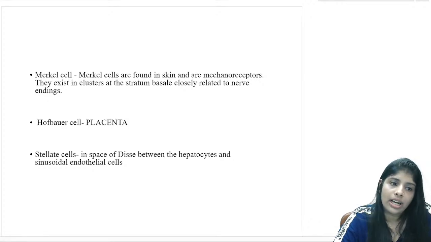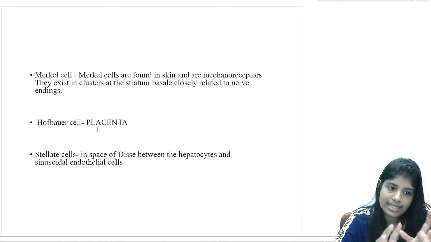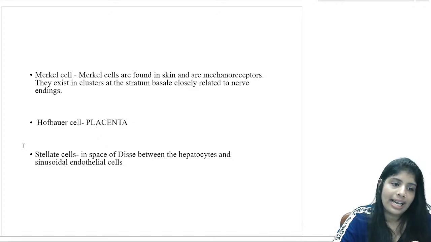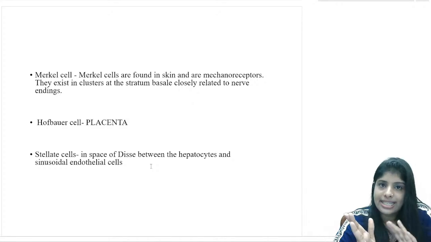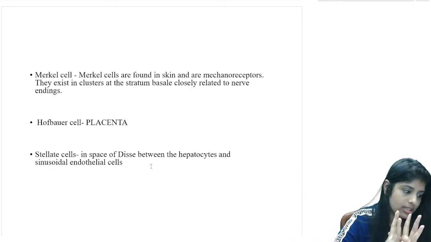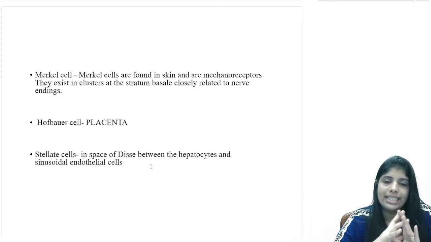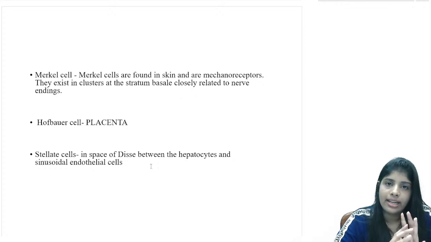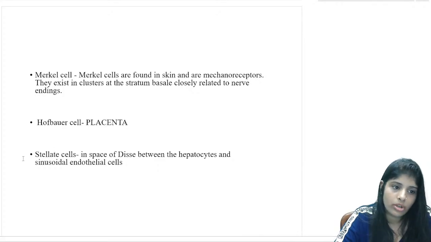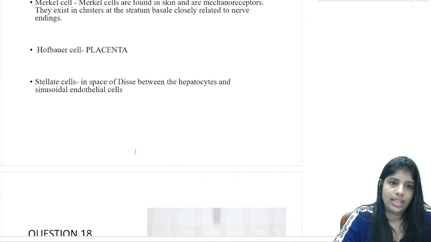Similar to the Kupffer cell, there is a cell called the Hofbauer cell that is present in the placenta. And stellate cell. What is stellate cell? It is present in the space of Disse between the hepatocyte and the sinusoidal endothelial cells. What does the stellate cell do? When it is active, it secretes collagen. So when the person is undergoing fibrosis of the liver, cirrhosis, the stellate cell is active and secretes collagen. That is what you have to remember, and also the location: the space of Disse. Keep all this in mind.